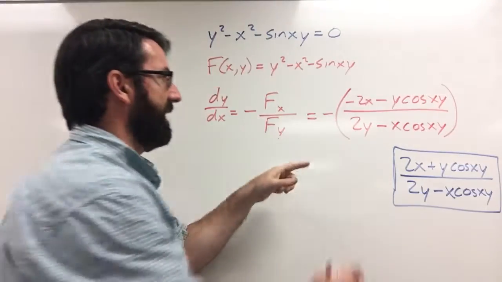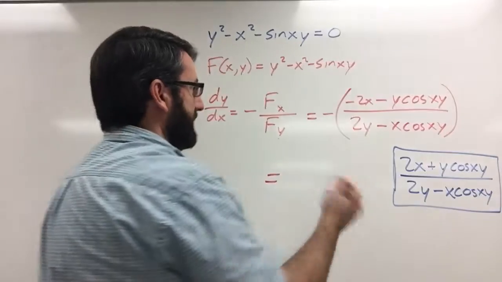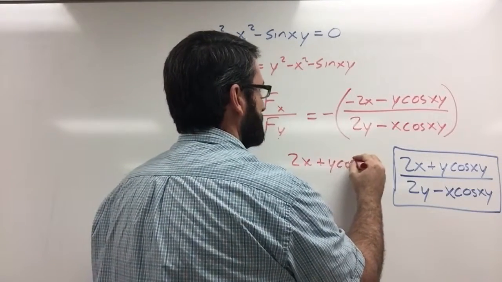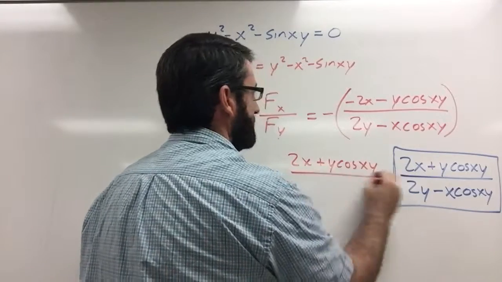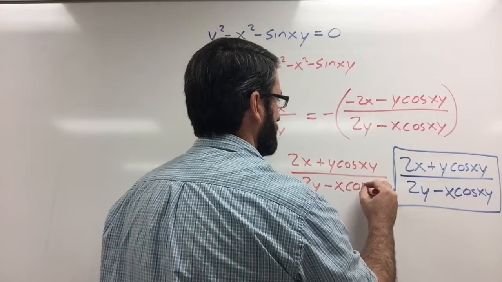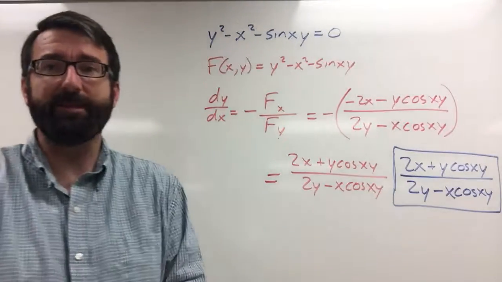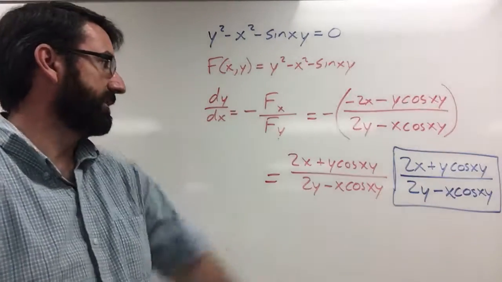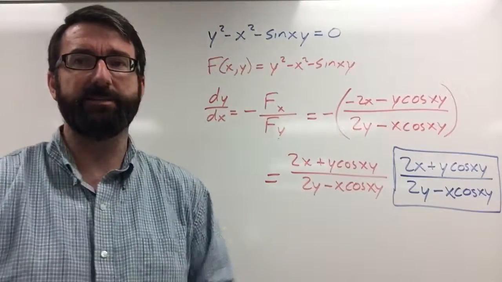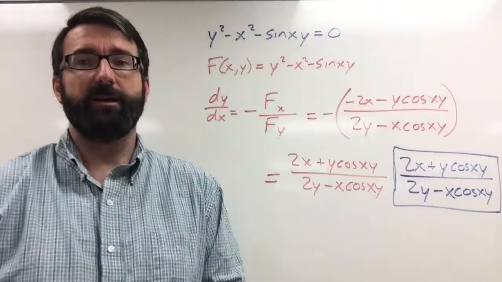And so we can see that now if we distribute that negative sign, this is going to be 2x plus y cosine xy divided by 2y minus x cosine xy. And you can see we got the same answer, and we got there quicker than we did through implicit differentiation. This is going to make things easier for us. It's kind of a cool formula.